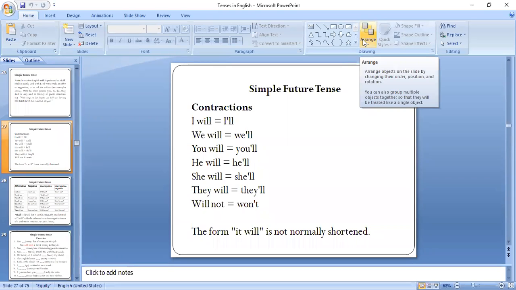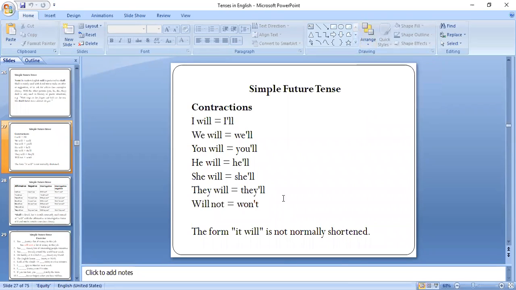Okay, so these are the contractions that you will have to keep in mind. So please write it down in your notebook. I'm going to give you 2 minutes. Write it down in your notebook. Please keep a notebook with you and write down whatever you feel important in this lecture. Okay.